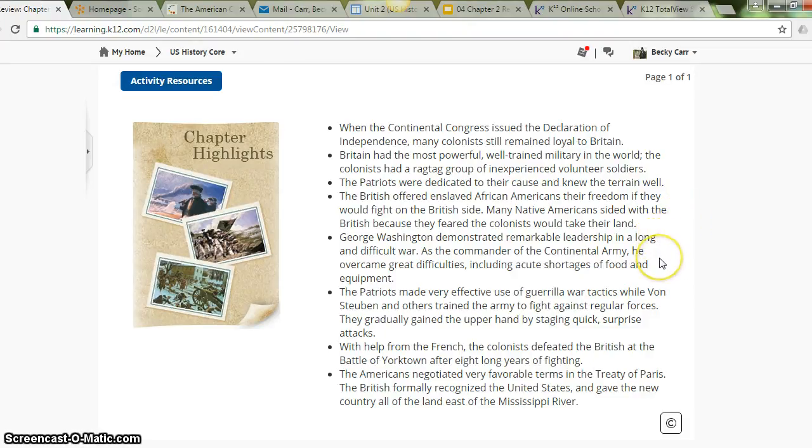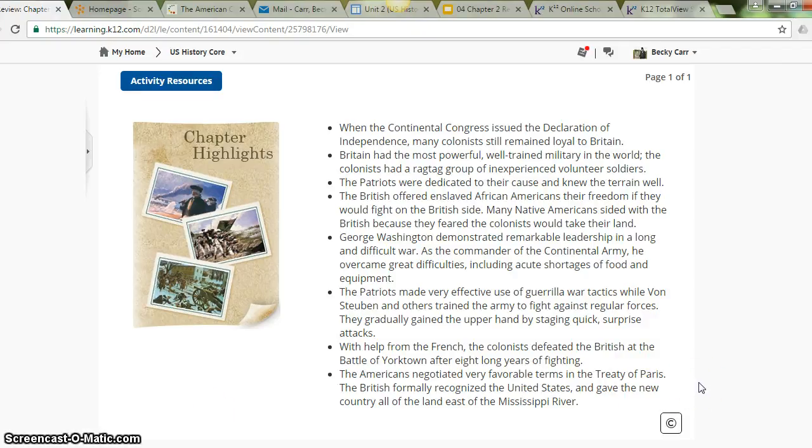George Washington demonstrated remarkable leadership in a long and difficult war. As the commander of the Continental Army, he overcame great difficulties, including acute shortages of food and equipment. The Patriots made very effective use of guerrilla war tactics while von Steuben and others trained the army to fight against regular forces. They gradually gained the upper hand by staging quick surprise attacks. With help from the French, the colonists defeated the British at the Battle of Yorktown after 8 long years of fighting. The Americans negotiated very favorable terms in the Treaty of Paris.